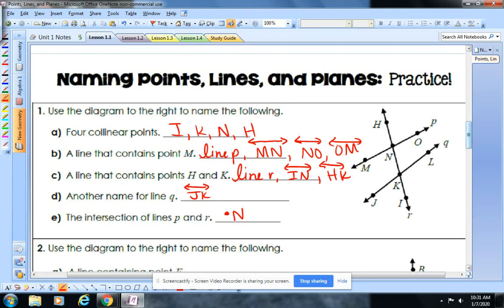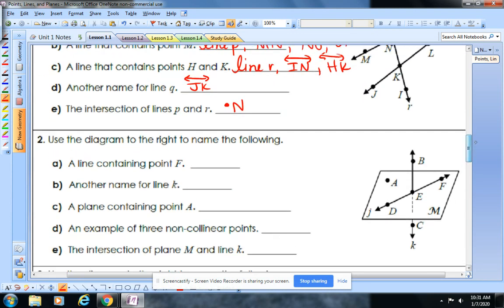Let's look at number 2. So number 2 is a plane intersecting with a line. So that's like my paper with a pencil through it, right? Looks exactly like that, except neater. Right? So this is what's going on in number 2. It's a line going through a plane.